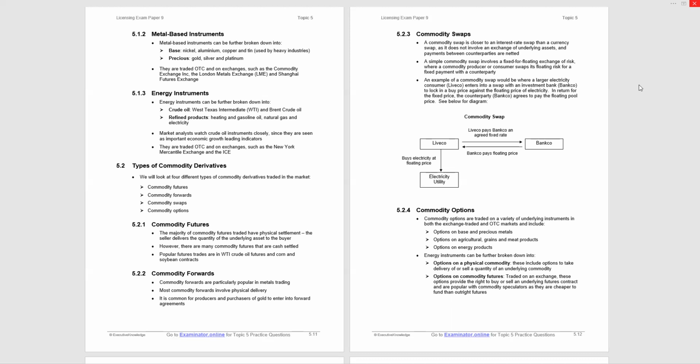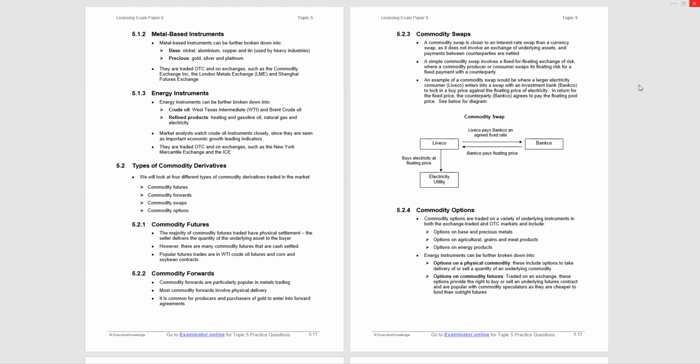Let's look at an example. An example of a commodity swap would be where a large electricity consumer, so we're looking at the consumer side, call it LiveCo, enters into a swap with an investment bank, BankCo, to lock in a buy price against the floating price of electricity. So this is a major buyer of electricity. The electricity price can move. In return for the fixed price, counterparty BankCo agrees to pay the floating pool price.